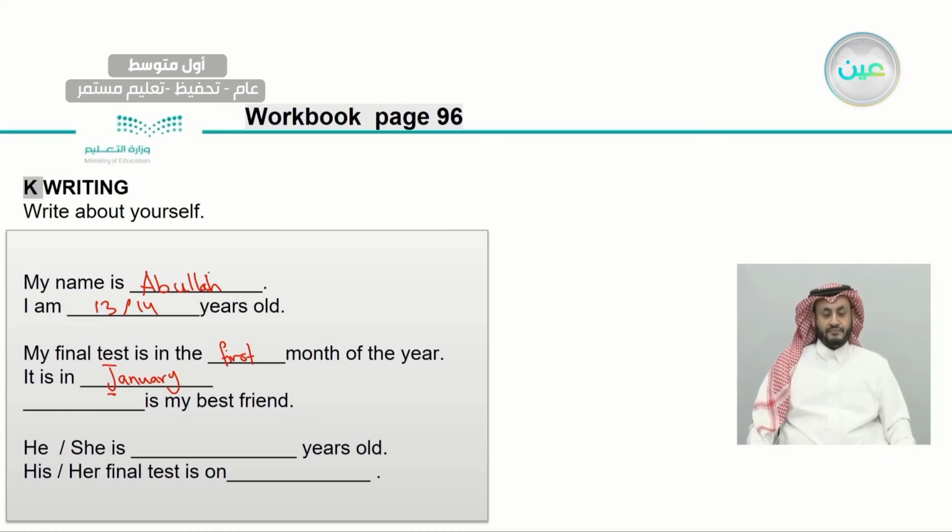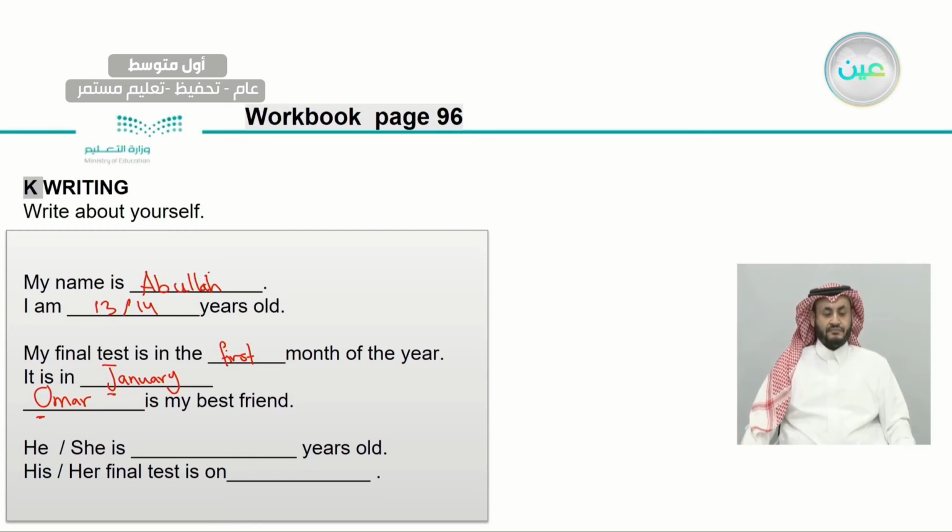Space is my best friend. So what should come here? Is my best friend. Age, what do you think? Which information should I add here? Probably a name, right? So I would say Umar. Umar is my best friend. And notice here, what did I do? I capitalized the first letter of the name Umar.